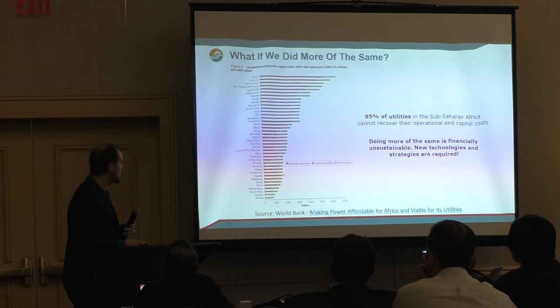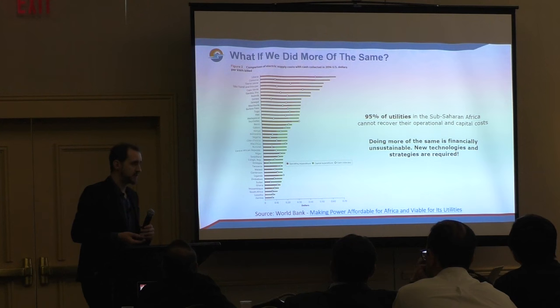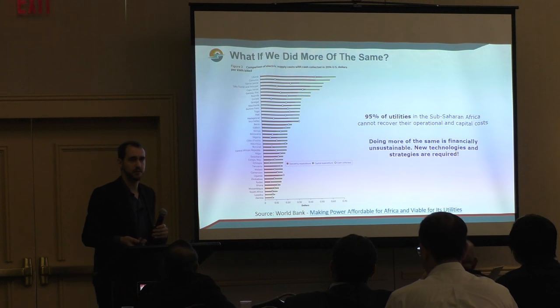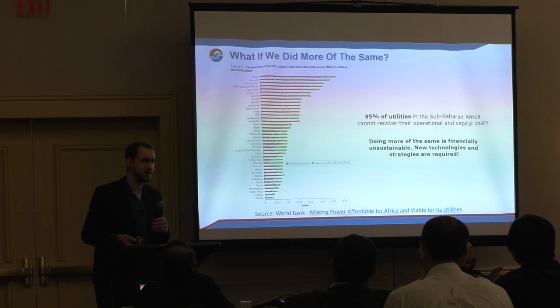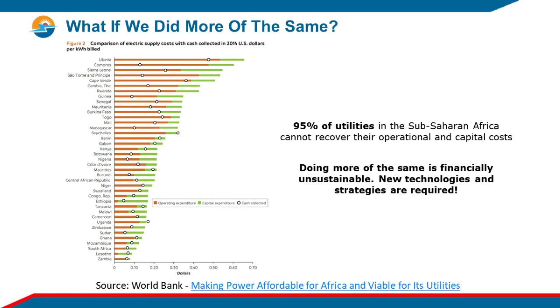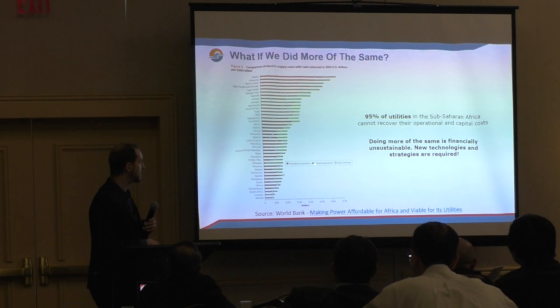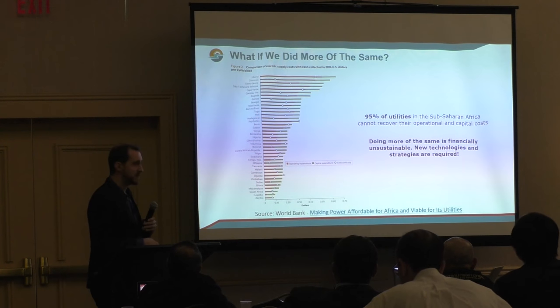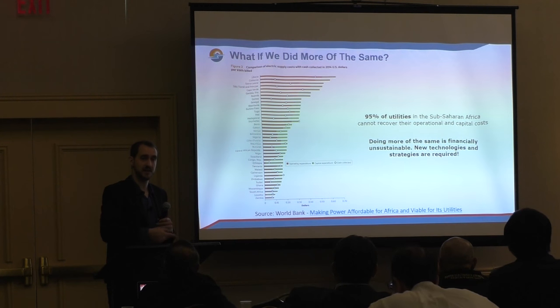All right, well, it seems like there is some problem here, but why can't we fix utilities? It seems that grid access works very well in most of the world, so it should work for this bottom 1 billion as well. And if you look at the utilities in sub-Saharan Africa, this is what you see here: on a kilowatt hour basis, what is their operating expenditure, what is their capital expenditure, and what is the actual rate at which they are collecting payments.